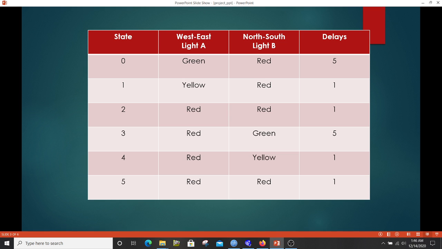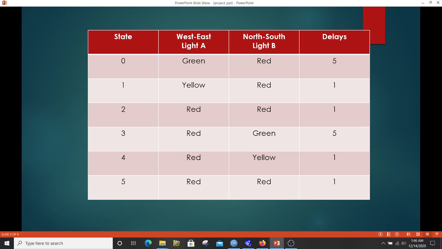At state 3, light A will be red. On the other hand, light B will be green. That means in this state, the vehicle will pass from north to south and will not pass from west to east, and this state will be lasting for 5 seconds. In state 4, light A will be red and light B will be yellow, and in state 5, light A will be red, light B will be red, and these two procedures are almost the same as state 1 and 2.